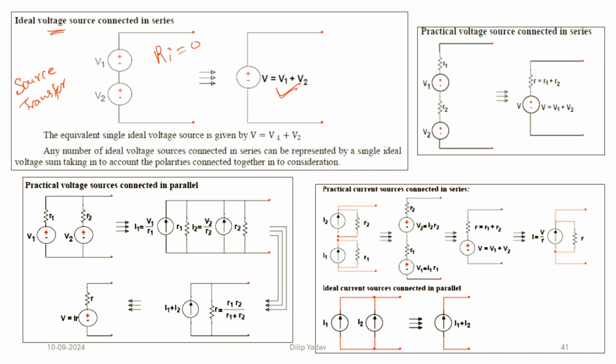But when we go for the practical source, we have internal resistances, that is R1 and R2 across the voltages V1 and V2. So the equivalent will be the sum of the resistances and the sum of the voltages across this. Then we have the practical voltage sources connected in the parallel. This was connected in series. Now we connect them in the parallel, so we have the internal resistances R1 and R2. This is V1 and V2.